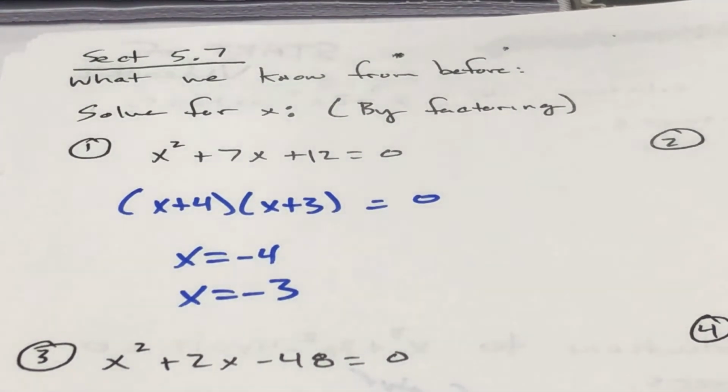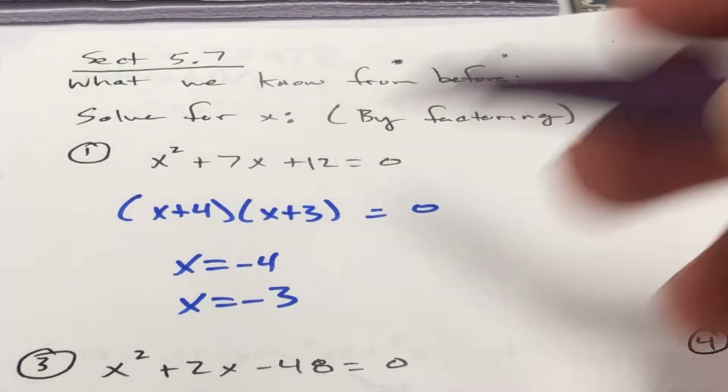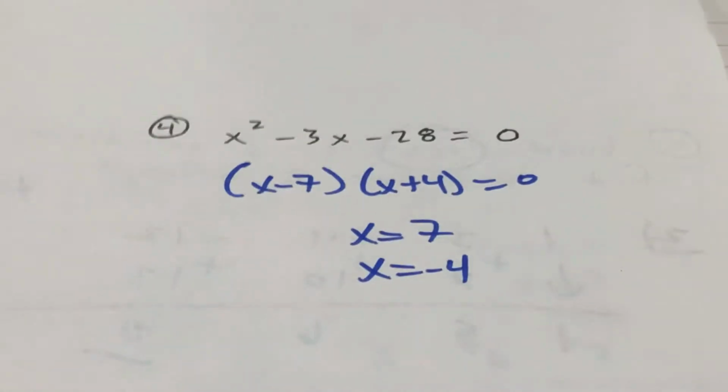What multiplies to 12 and adds to 7? Positive 4, positive 3. Then I get my 2 solutions. Okay, you can try all of these beforehand.